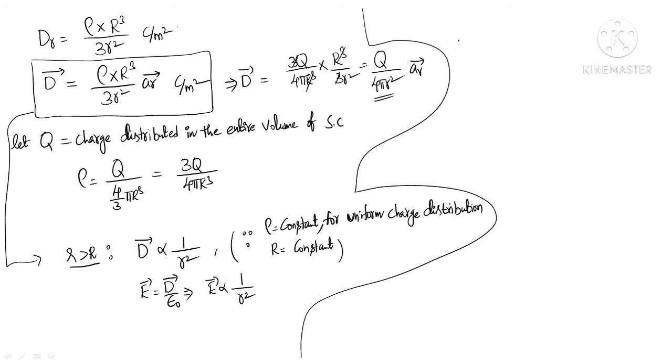Next, let us see the second region. What is the second region? Small r less than capital R. This region can be represented as the region inside the sphere. Let us show the region, how it looks like.